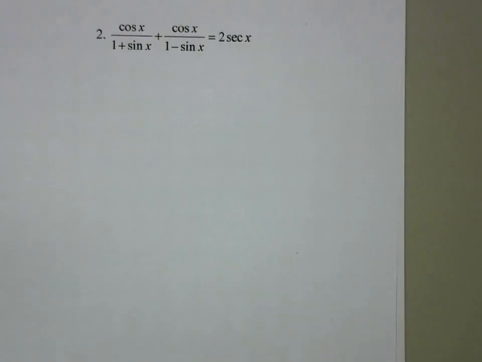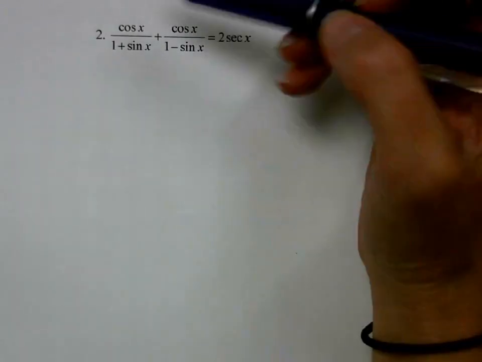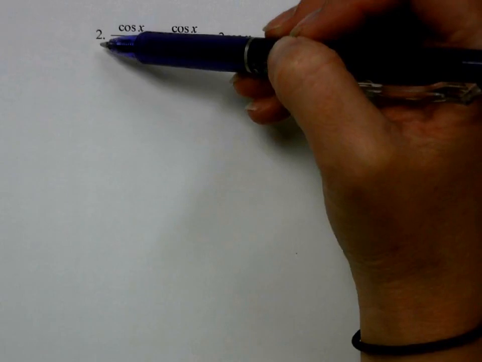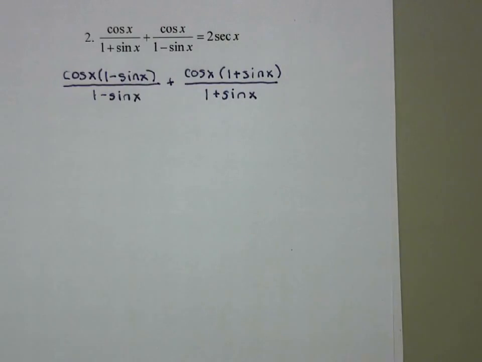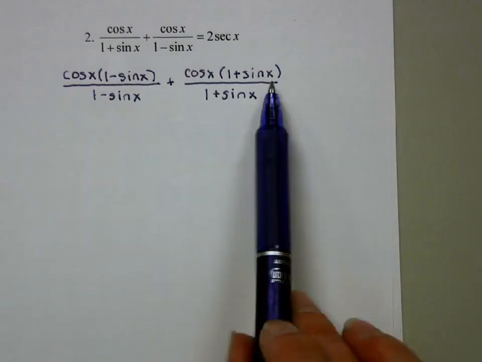Okay, and in this one, everything's in terms of sine and cosine. This we can do more things with, so I need to get a common denominator. So I'm going to multiply this one by 1 minus sine over 1 minus sine, and multiply this one by 1 plus sine over 1 plus sine. Okay, which gives me this. Then I'm going to combine them, and I'm going to distribute through the cosines.